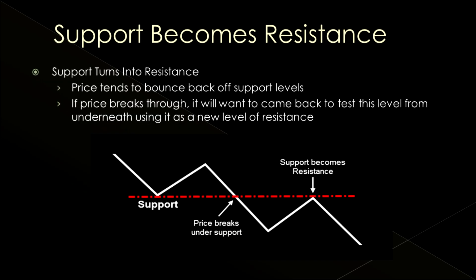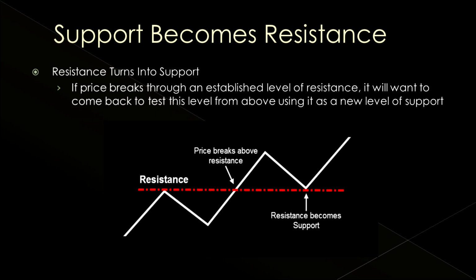Now, support turns into resistance when price tends to bounce back off support levels. If price breaks through, it will want to come back to test this level from underneath, using it as a new level of resistance. As we can see in the image, the price moves down, hits support, bounces back up, bounces back down, breaks under support, and then the support becomes the resistance. Price moves back up and now moves back down once it touches that new resistance level.